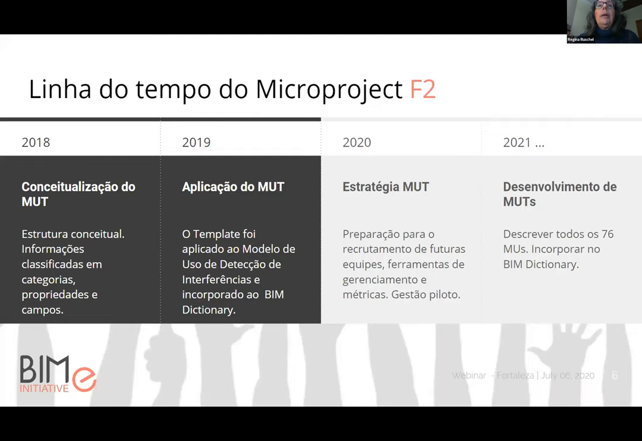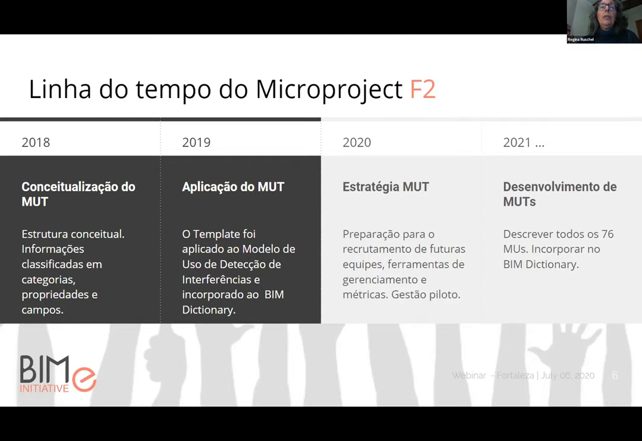Agora falando sobre a linha do tempo desse microprojeto F2. Tudo começou em 2018, quando a Fernanda recebeu o convite do Succar para iniciar esse projeto. A Fernanda, então, chamou a mim, a Lorena e a Paula, junto com o Succar e mais o Erik. Primeiro era só nós quatro e o Succar. Fizemos o desenvolvimento da conceitualização. O que seria esse template para descrever o model use? Qual era a estrutura conceitual, as informações que deviam estar ali, como elas deviam estar classificadas, categorizadas, como elas eram representadas em forma de propriedades e seus campos.